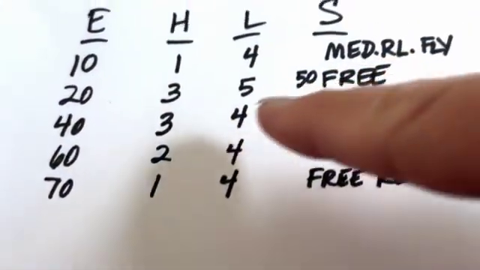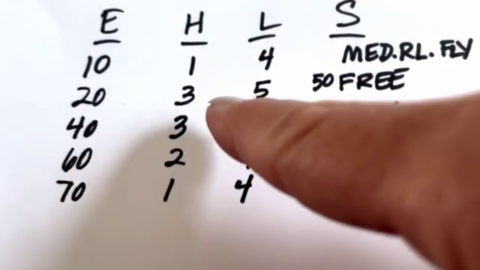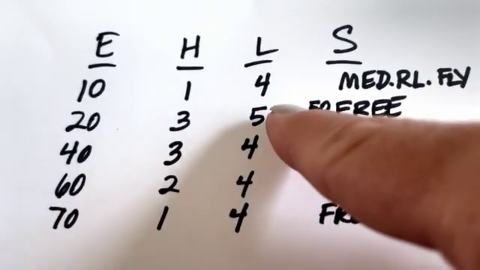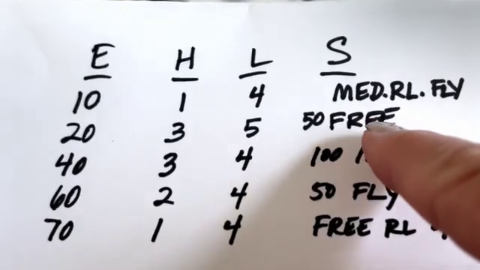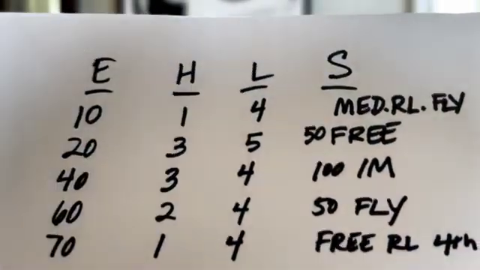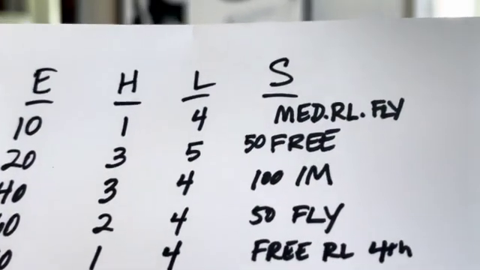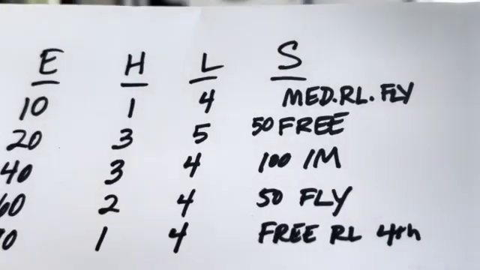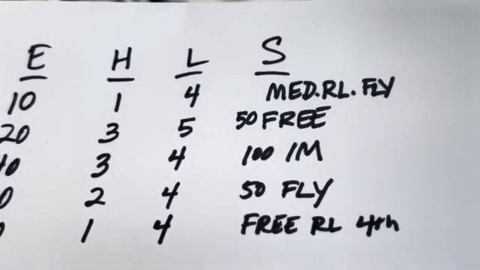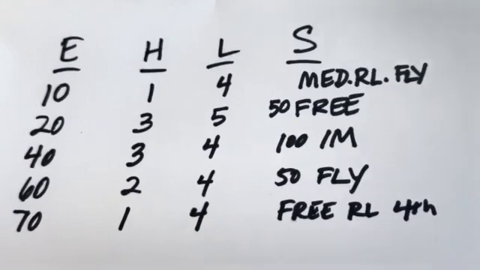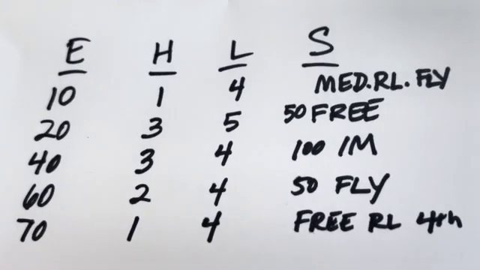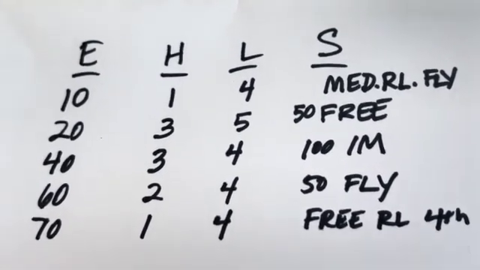So I highlighted on the heat sheet his events, what heat he was in, what lane he was in for each event, and then S is for stroke. That's where you write shorthand for whatever your child will understand so that they can quickly glance down and say, oh, in the 50 free, I am in heat 3, lane 5. So this is how you make your grid.